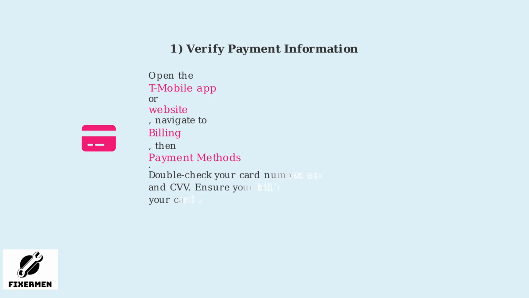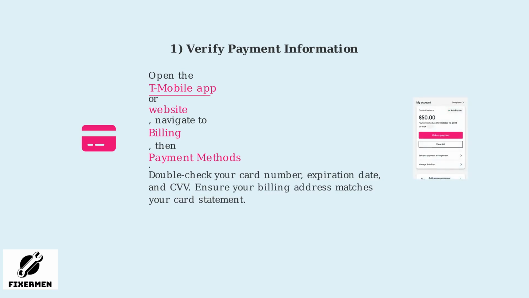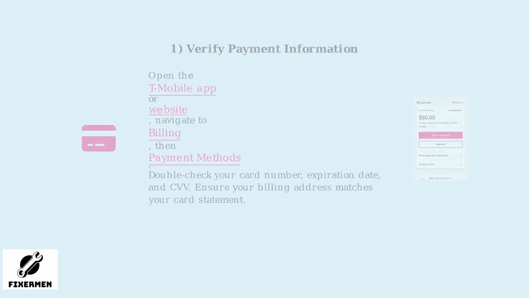Here's what you should do immediately. First, verify payment information. Open the T-Mobile app or website, navigate to Billing, then Payment Methods. Double-check your card number, expiration date, and CVV. Ensure your billing address matches your card statement.